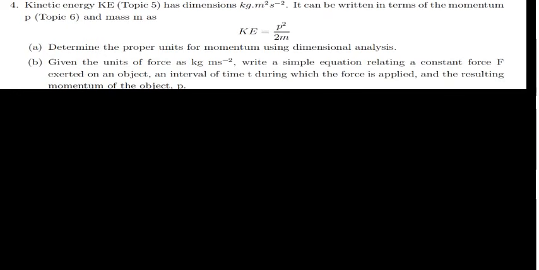Okay, so the question is saying kinetic energy has dimension kg meter squared s to the power negative 2. Then it can be written in terms of momentum, which is p, and mass m. They are saying that is the formula for kinetic energy, which is p squared divided by 2m. They're saying determine the proper units for momentum using dimensional analysis. So what are we supposed to do?